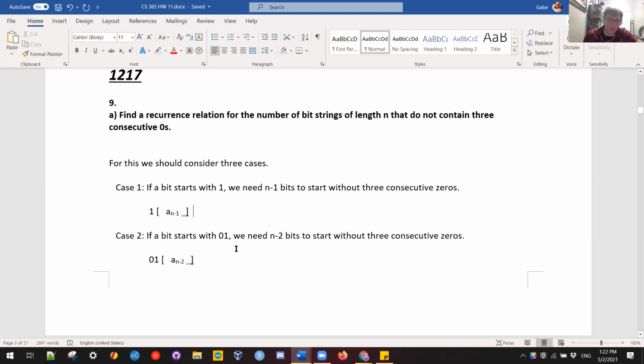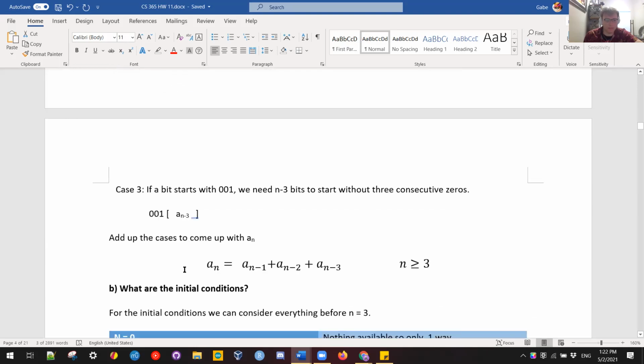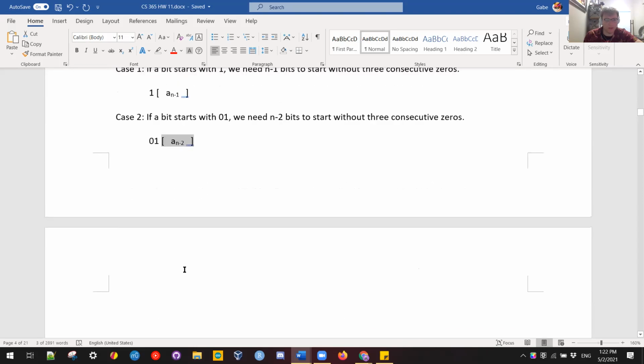The second case, if a bit starts with 0, 1, we need n minus 2 to start. And sorry, I'm just reading off this because I kind of forgot about this, since I've been looking at so many old homeworks that I haven't really focused on the new one. And so for this case, right, you don't want to do 0, 0, because then if you have 0, 0, you're basically one step away from, man, I don't even remember, to be honest with you.